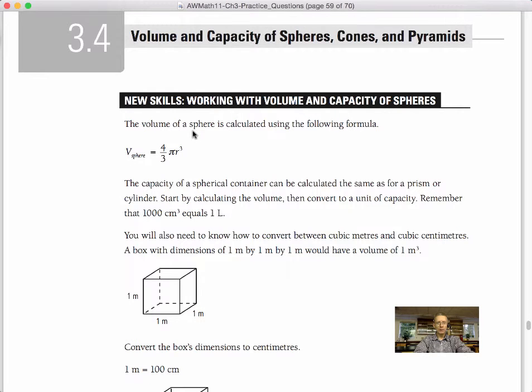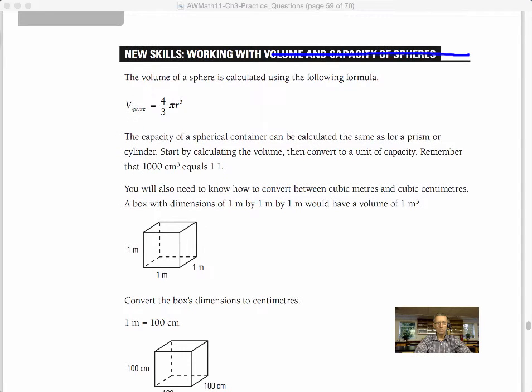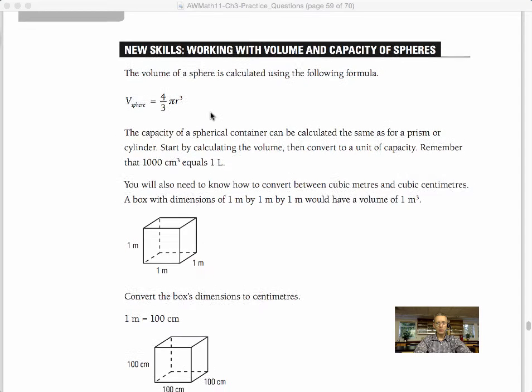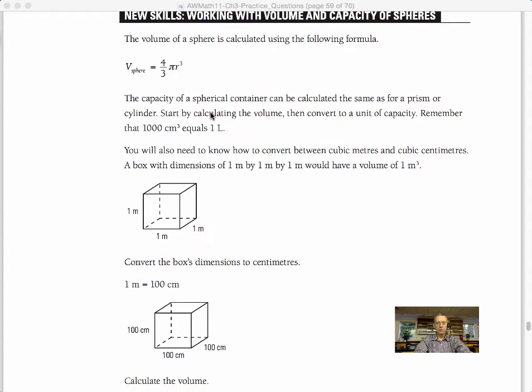3.4 Volume and capacity of spheres, cones, and pyramids. So in this video we're looking at volume again, and this time it's talking about spheres, cones, and pyramids. So, new skills. Working with volume and capacity of spheres.